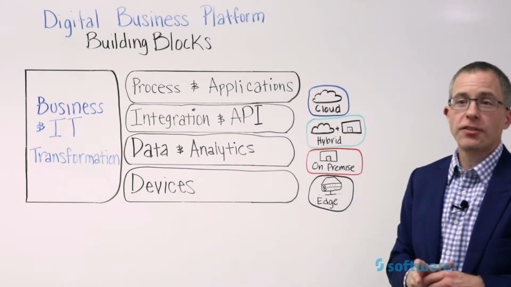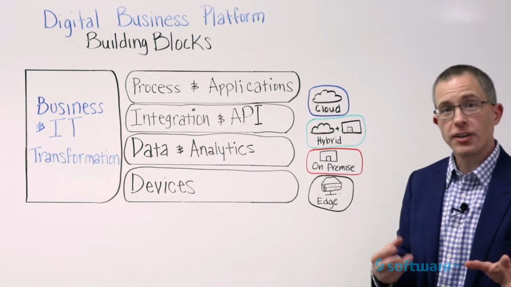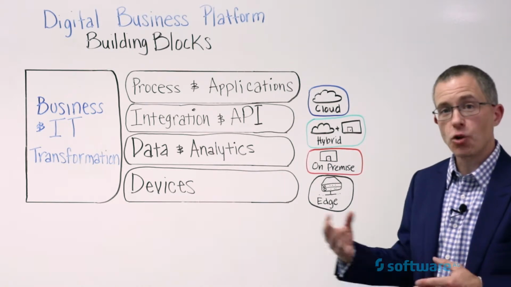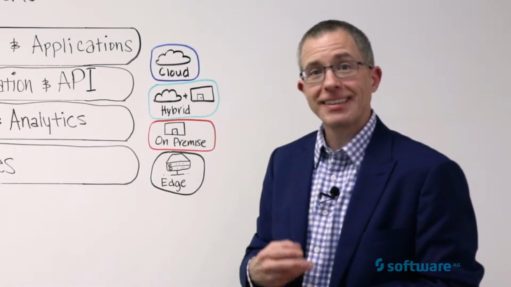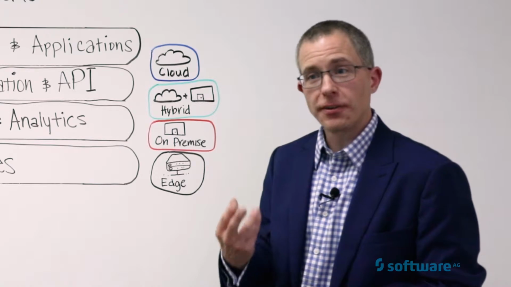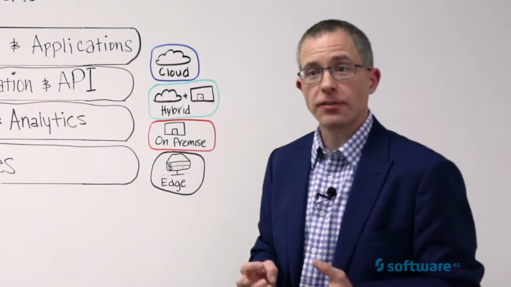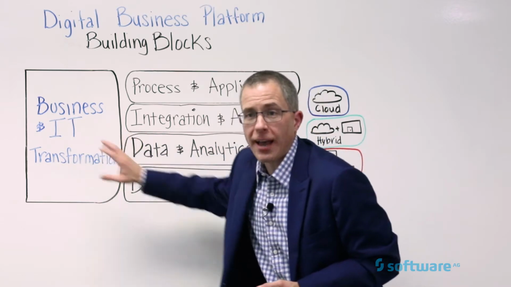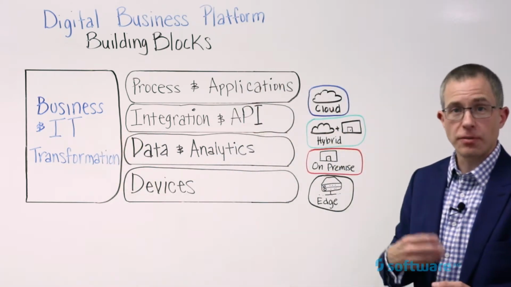Process and applications, this is where we can orchestrate custom processes and create additional logic that doesn't exist within core operational systems. And it actually allows us to build these agile, flexible, differentiating applications that are needed by the modern digital business. So then over here we have the IT transformation, business and IT transformation platform.